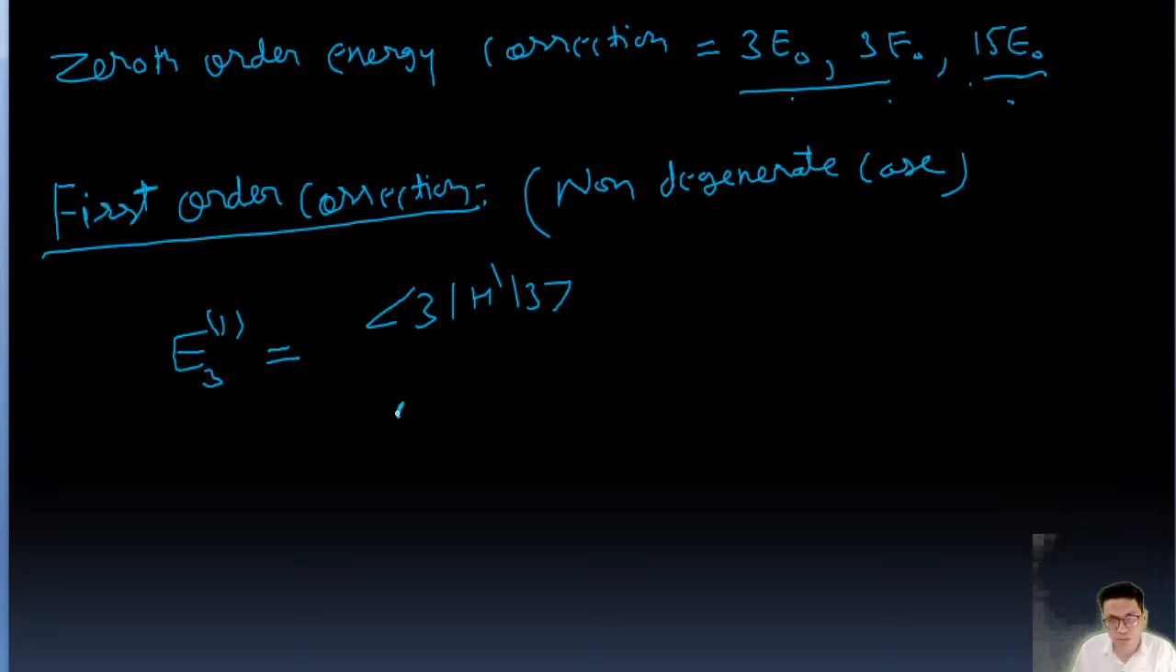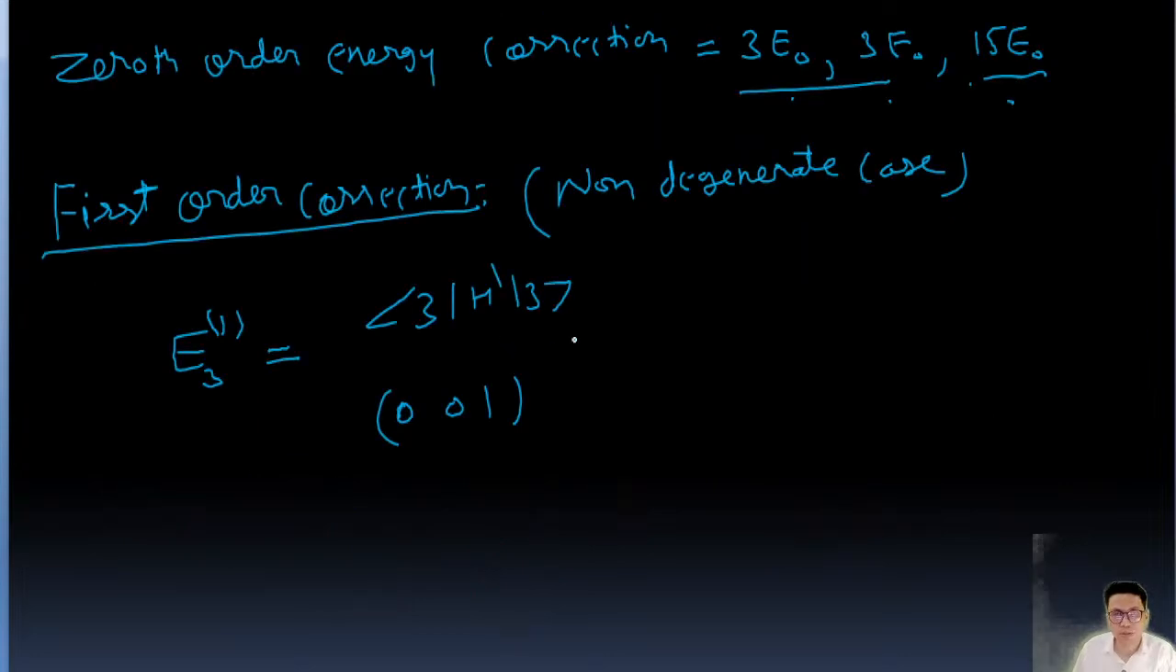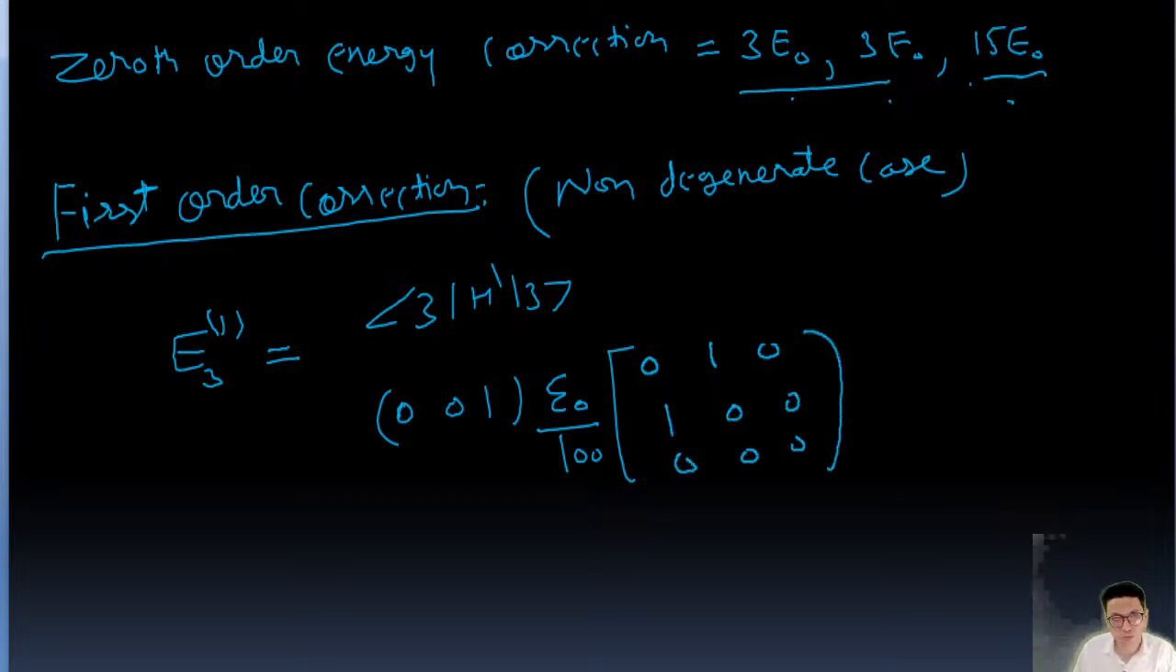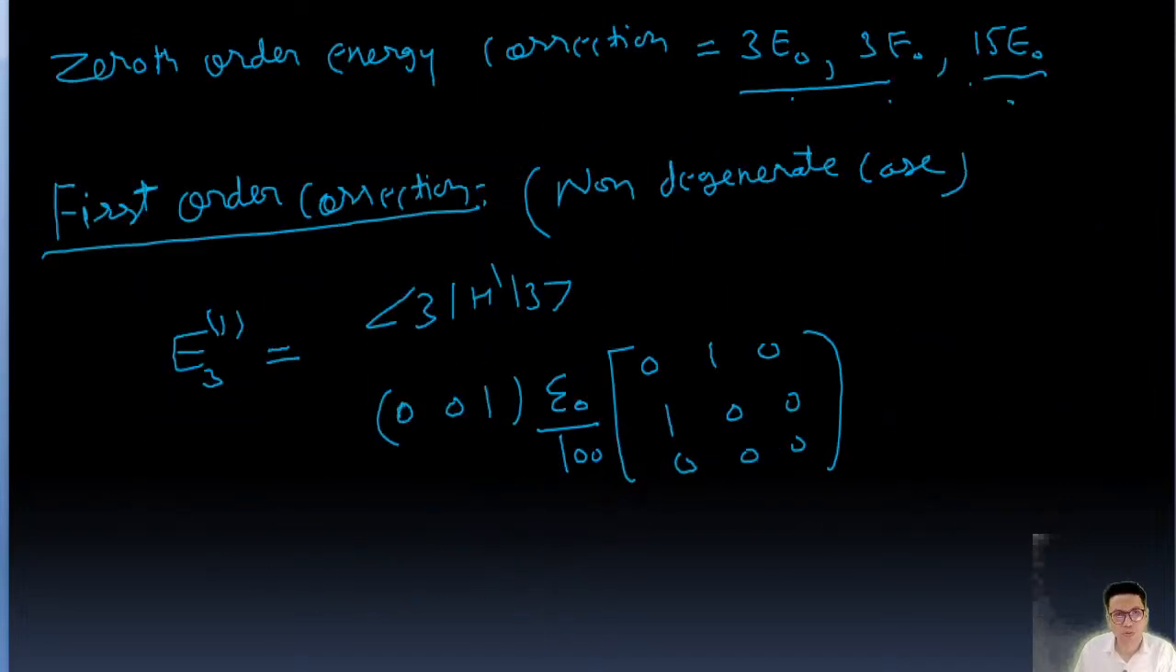So this is <0 0 1|, and H' is given here, E0 upon 100 times the matrix with rows (0 0 0), (0 0 1), (0 1 0), and this is the third state, (0 0 1). Okay, we'll solve it, guys. So this is matrix multiplication. We can easily solve it.